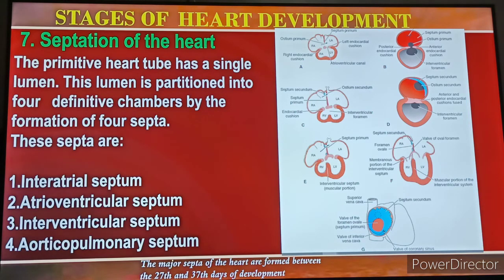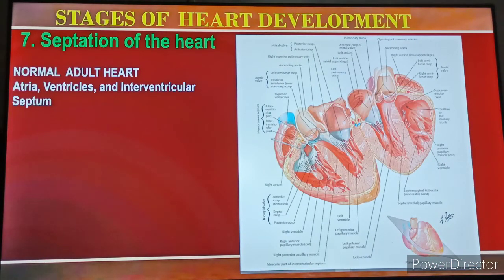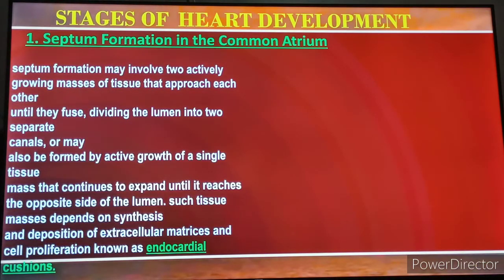So in the normal adult heart, this is what you can appreciate. We have the interventricular septum, we have the muscular part of it, and then we have the membranous part of it. We have the right and the left atrium that is more membranous than muscular. So the first septation is the formation of the septum in the common atrium. Septum formation may involve 2 actively growing masses of tissue that approach each other. One is growing from above, and the other is expanding from below.